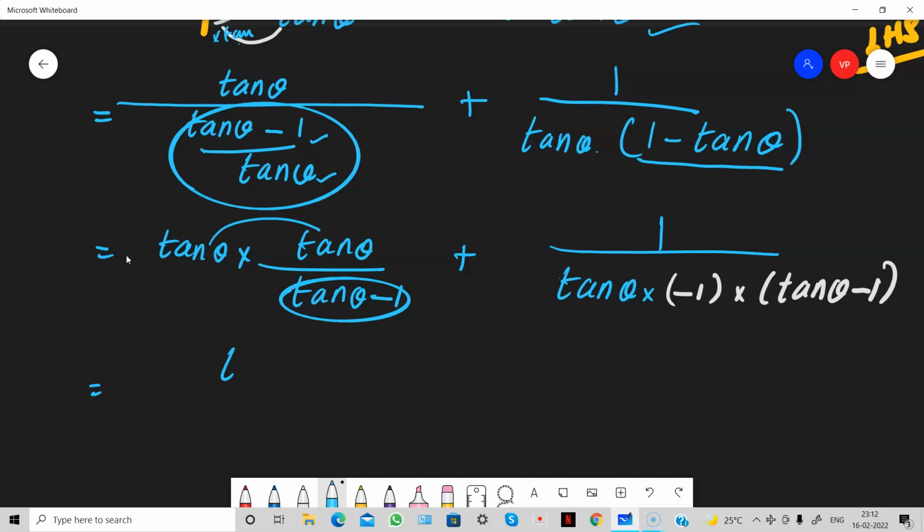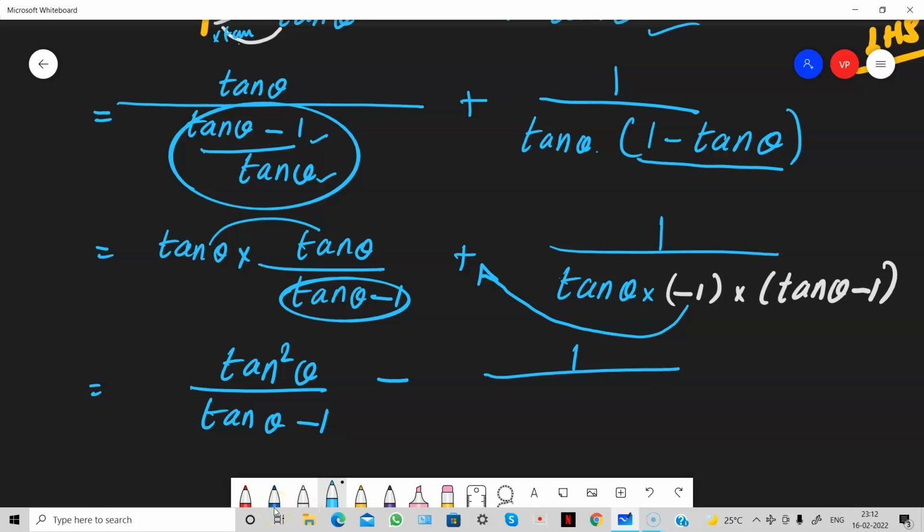Just multiply tan square theta by minus tan theta. So this is minus; you can transpose it here because plus into minus is minus, so you can write minus here. Then what is the next one? Here tan theta and tan theta minus 1.